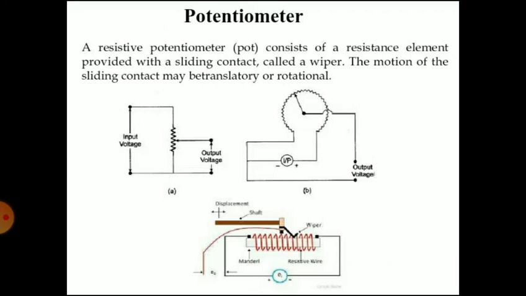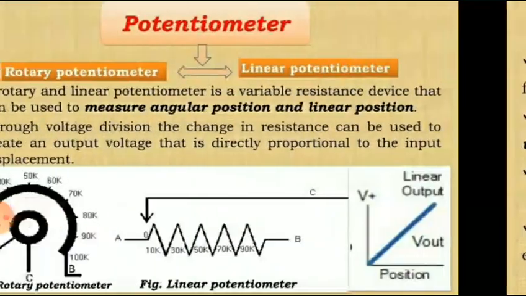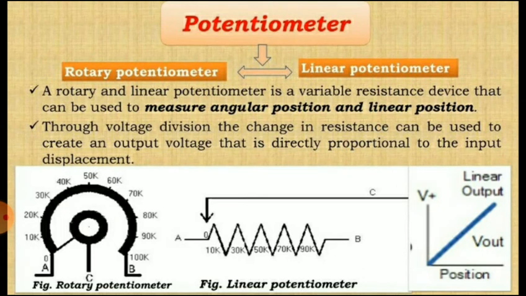The motion of the sliding contact may be translatory or rotational. The translational resistive elements are straight devices and have a stroke of 2 mm to 0.5 meter. The rotational devices are circular in shape and are used for measurement of angular displacement from 10 degree to 357 degree. The resistive body of a potentiometer may be wire wound. A very thin 0.01 mm diameter platinum or nickel alloy wire is carefully wound on an insulated former.